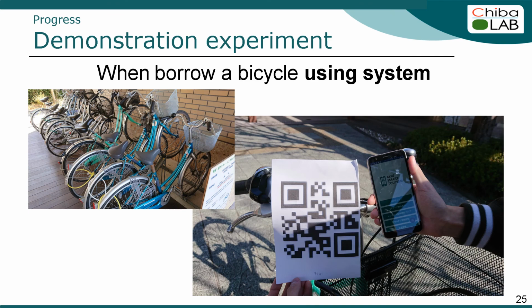We use the bicycles at the Archive Tourist Information Center. The bicycles can be rented by scanning the QR code with the app, like in this figure. At this time, the app sends the user and borrowed bicycle data to the cloud server and the LPWA tag. The LPWA tag then rejects borrowing requests from other users.